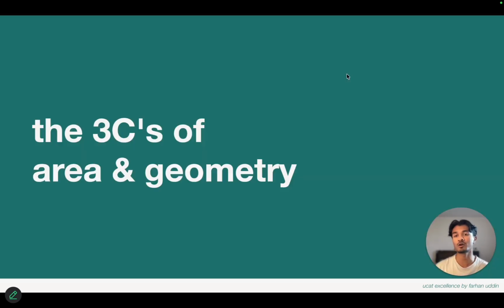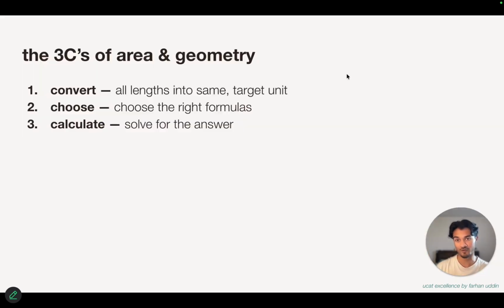So let's go through the 3 C's of area and geometry. That is, convert, choose, and calculate. Conversion is all about changing the lengths into the same target unit. Choosing is knowing the right formulas to use, and then you start calculating for the answer. So let's go through each one of them.